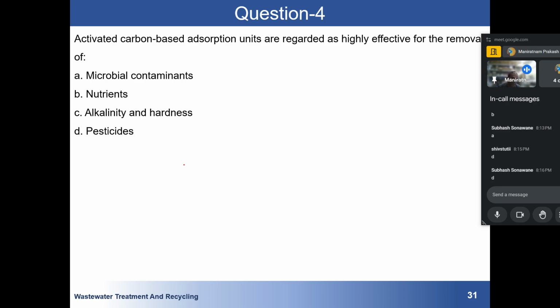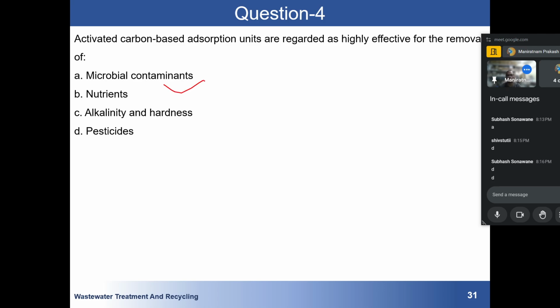So Suhas, are you giving the answer of this question or the previous question? D. Okay. So this was also a very simple question.